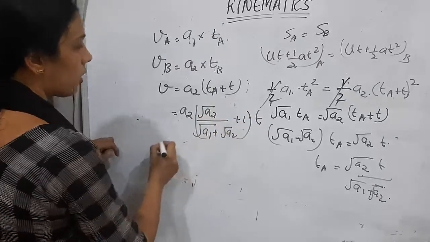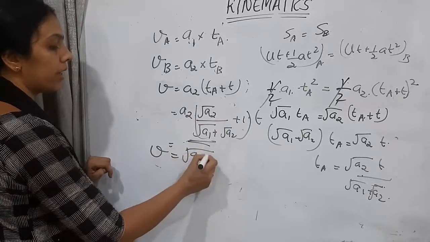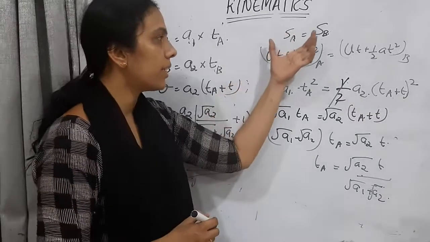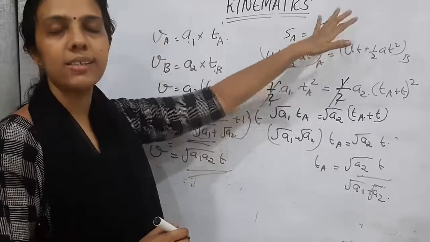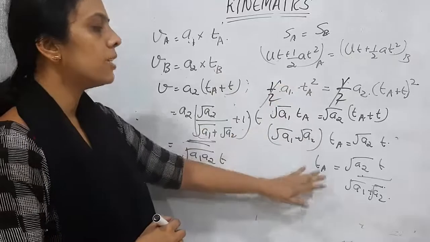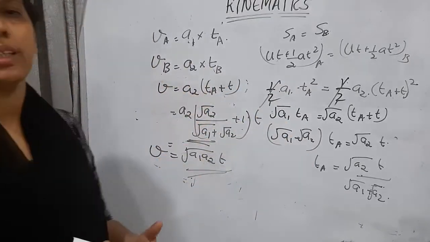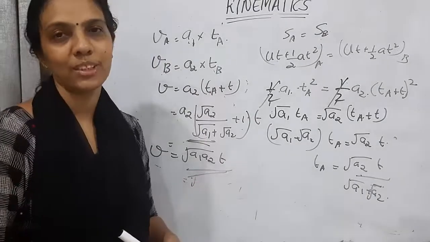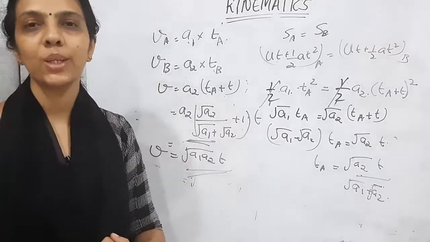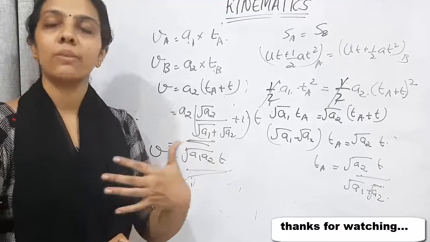When you solve this equation, you will get V equals root of A1 A2 into T. Okay, so this is how we find it. The displacement of A is equal to that of B, because the finishing point and starting point are the same. So we find TA, and in this equation we substitute the value of TA and find the final equation. Okay, so these are some of the equations, and in my next videos also you can expect such kind of simple problems and how we can solve them.